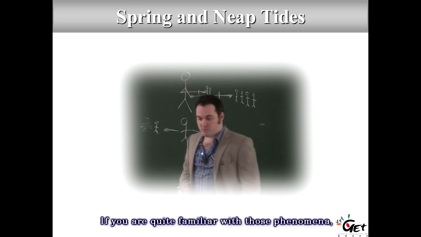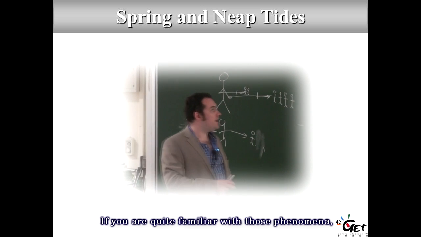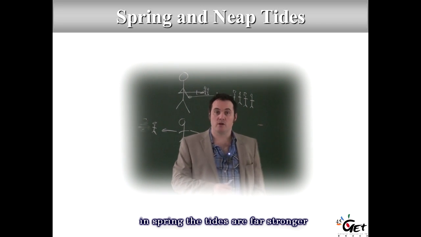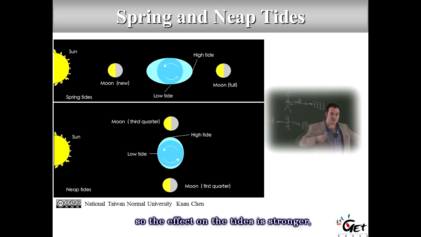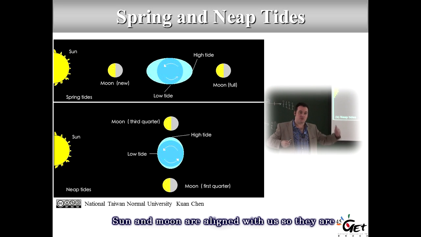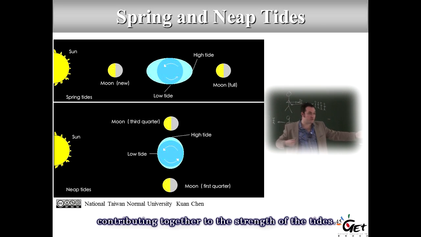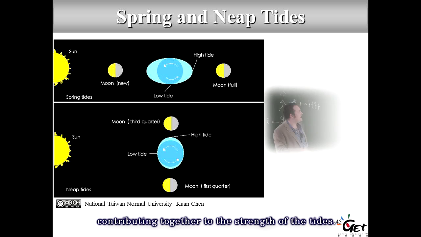If you're quite familiar with those phenomena, in spring the tides are actually far stronger than the rest of the year. So imagine that you have the sun, the moon, and the Earth, with the full moon. In this configuration of alignment, the sun and the moon are working together. So the gravity here is stronger because you have the sun here, the moon there, everything is aligned. Sun and moon are aligned with us, so they are contributing together to increase the strength of the tides.